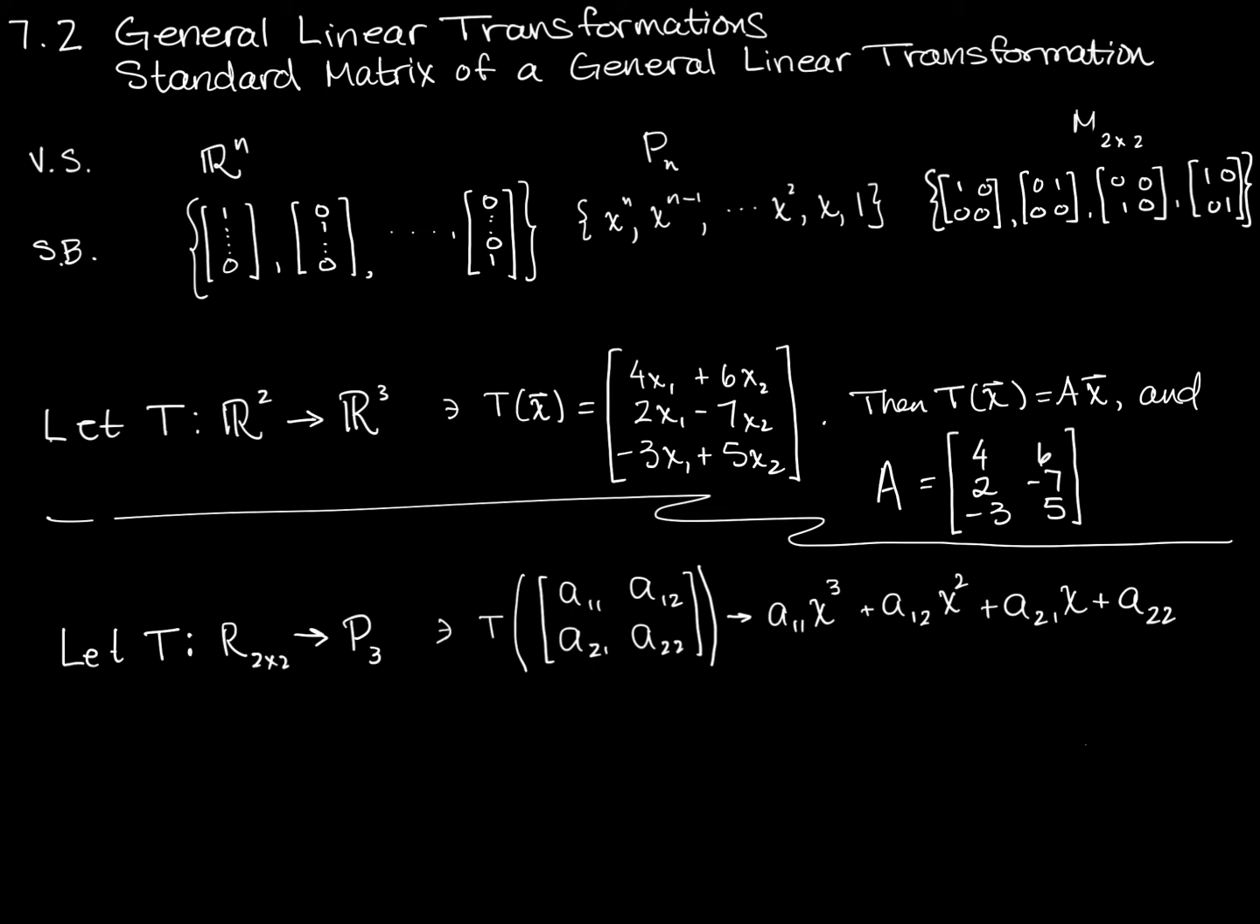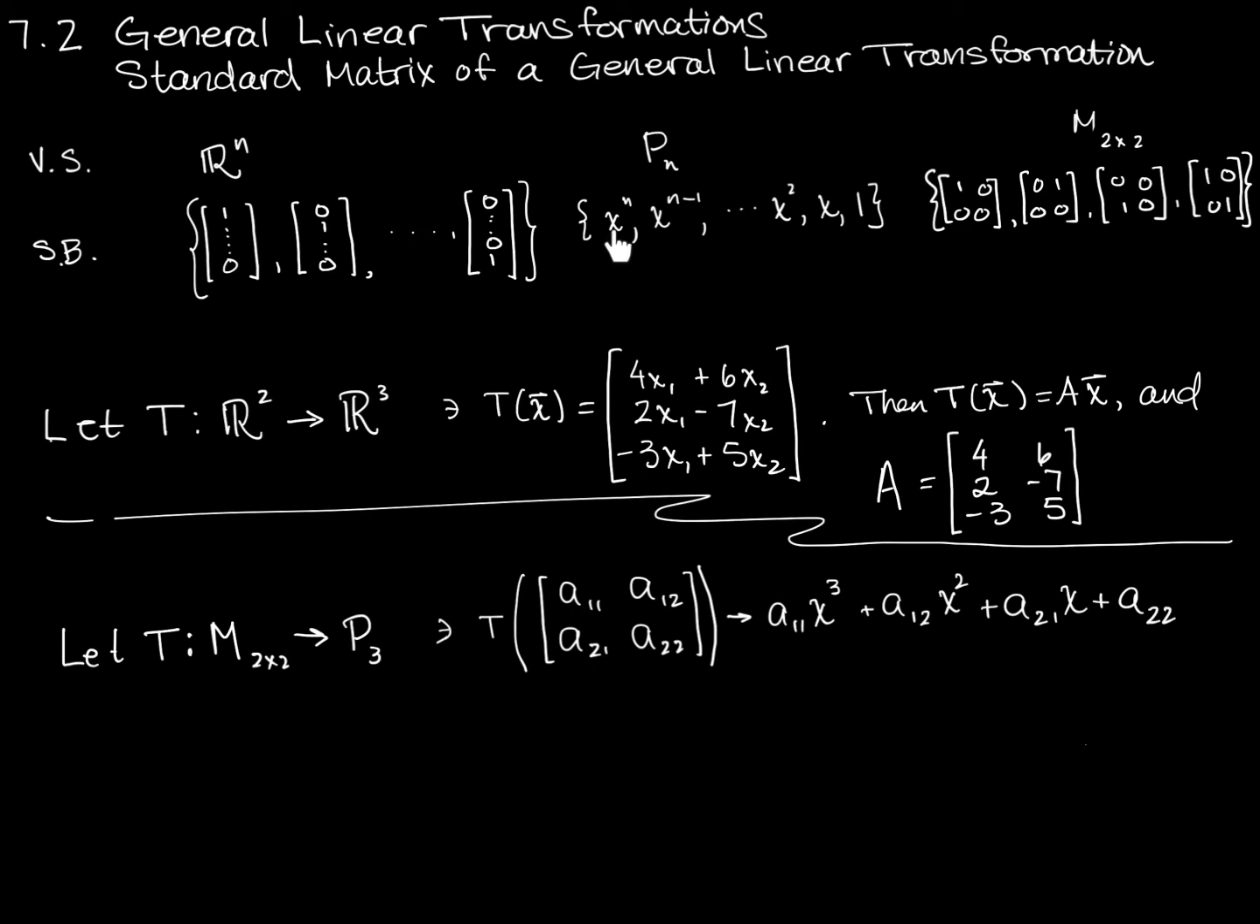Now, the first thing to notice is that I'm taking things from the world of 2 by 2 matrices. That should be an M, not an R. I'm taking things from the world of 2 by 2 matrices, and I'm doing stuff to them, and when I do, they end up in P3. So one of the things I'm going to need to know is what is the standard basis for M sub 2 by 2, and that is over here. And what is the standard basis for P sub 3?